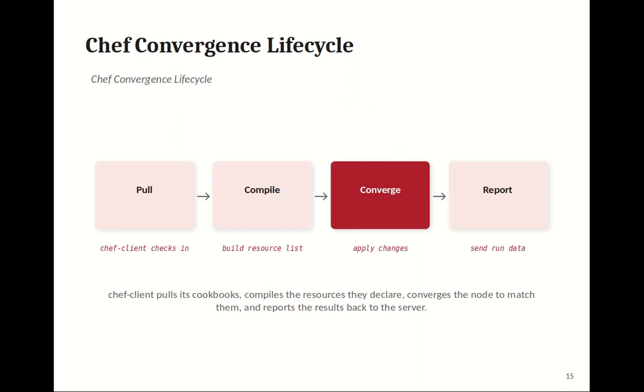Chef convergence lifecycle. Chef client checks in, pulls, builds the resource list, compiles, applies changes, converges, sends run data, and reports. Chef client pulls its cookbooks, compiles the resources they declare, converges the node to match them, and reports the results back to the server.